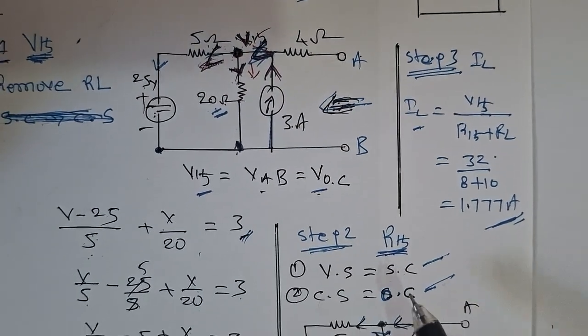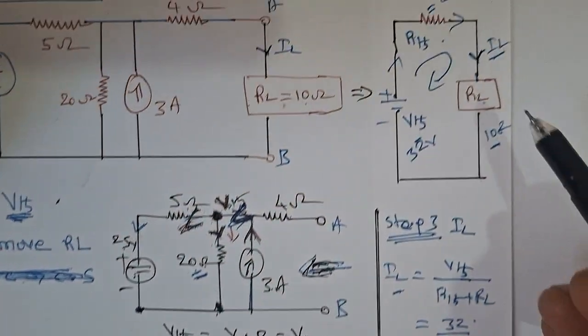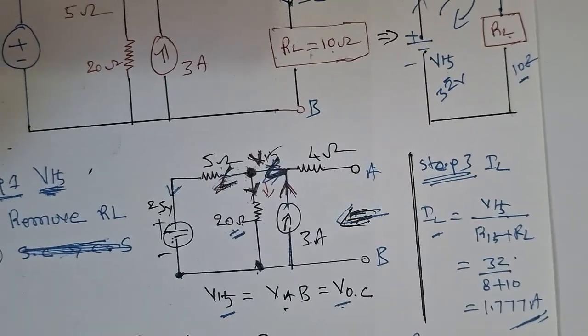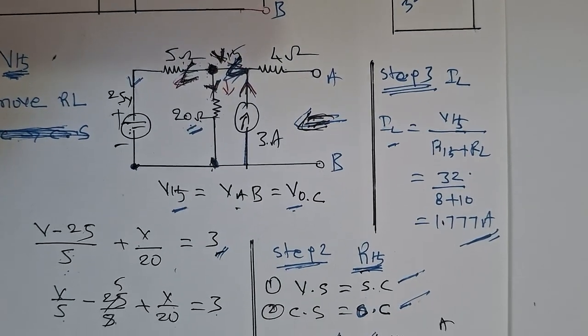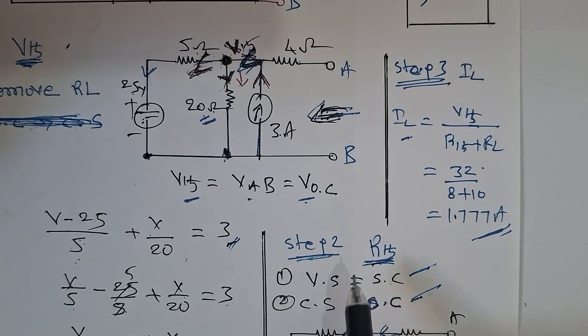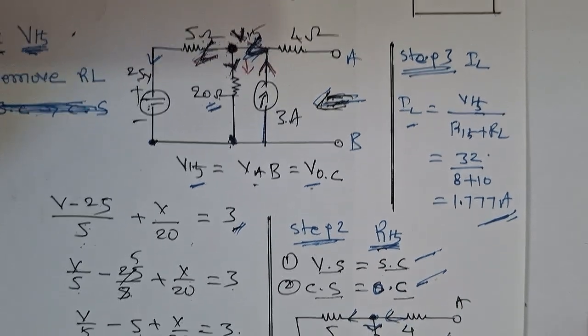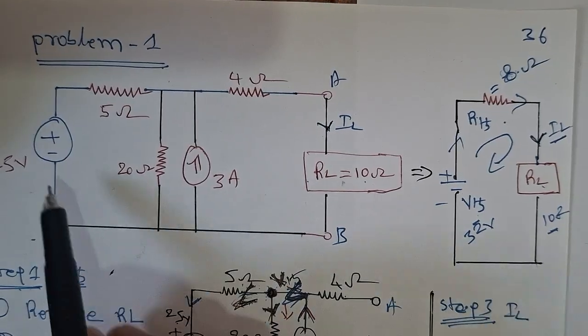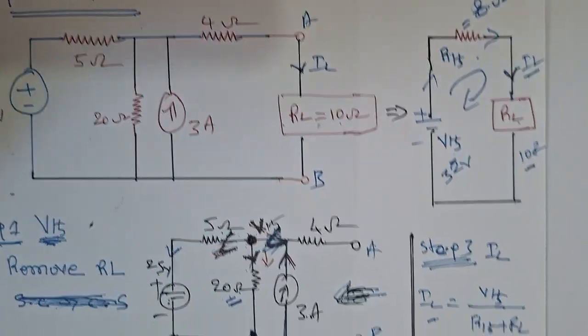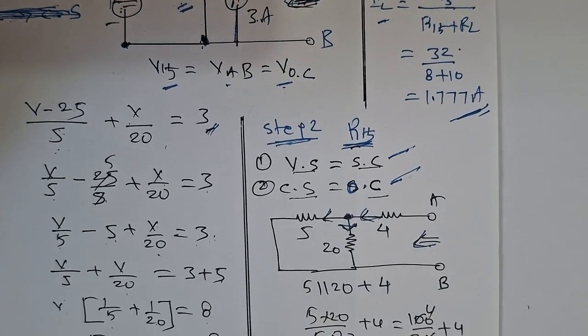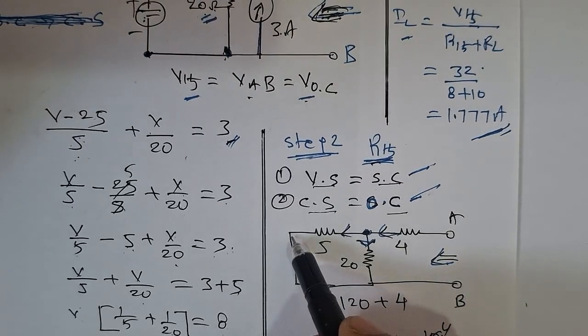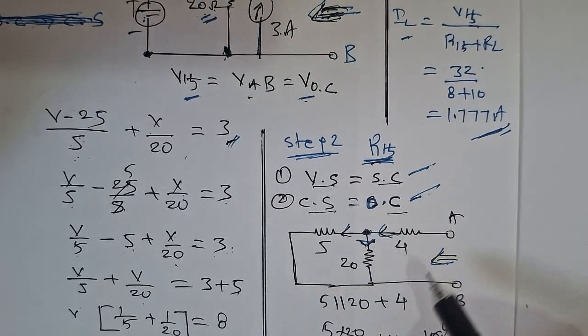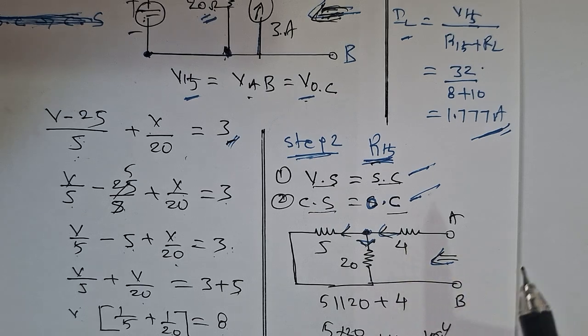Next, step 2: we have got VTH, now we have to find RTH. What is the procedure for RTH? The voltage source in the given circuit must be short circuited and the current source must be open circuited. Only one voltage source is there, and one current source is there. So again you have to remove the load resistance, short circuit the voltage source and open circuit the current source.